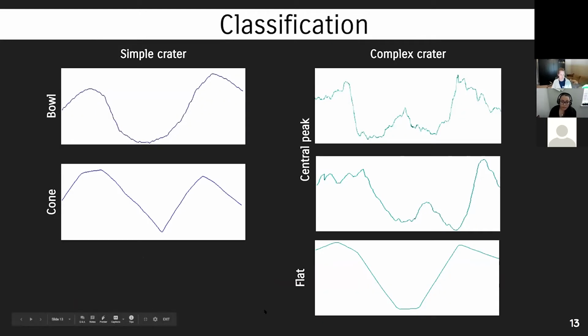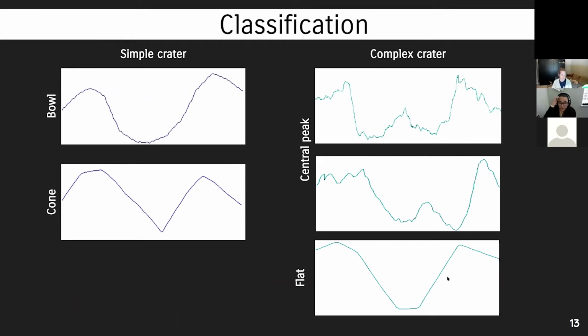Once I collected the profiles of all the craters, I evaluated them and classified them as either simple craters or complex craters, where simple craters are basically straightforward bowl shapes or cone shapes. They are absent of any center peak. Contrary to that, complex craters have a very obvious center peak, and they also have flat floors.